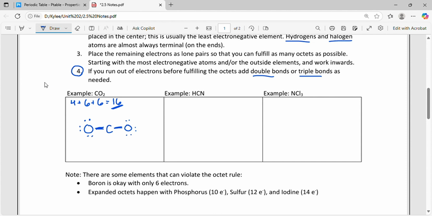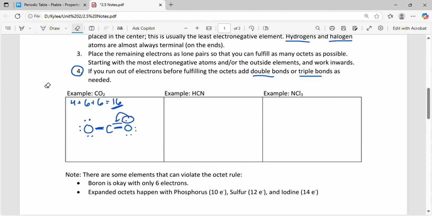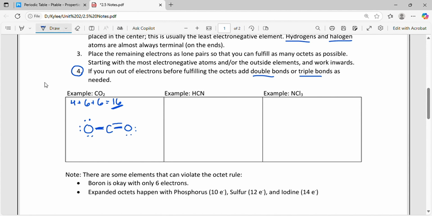So what I can do is, instead of taking these guys and putting them as a lone pair, I can actually move them in and make a double bond here. So that means that they are no longer up here, and I've created a double bond. Now, that helps me a little bit. Carbon now has 2, 4, 6 electrons, all being shared.